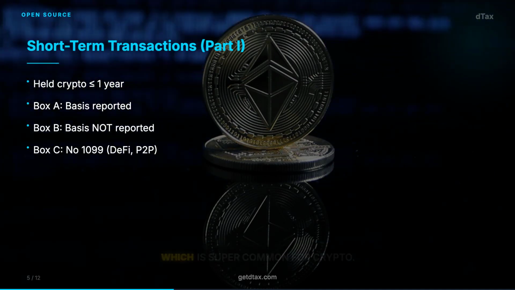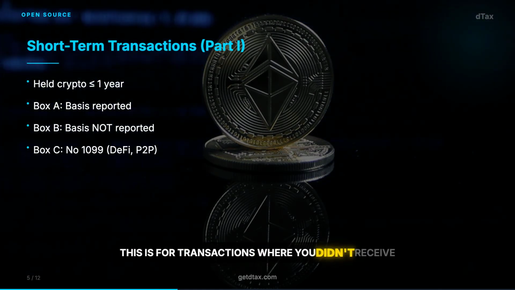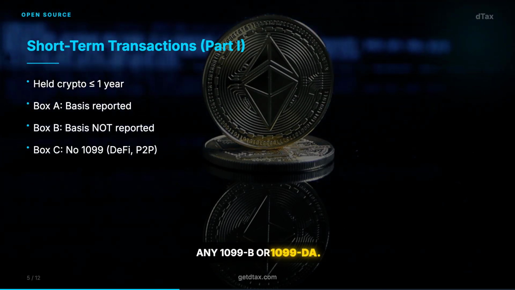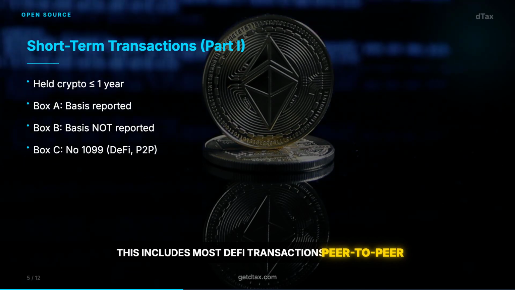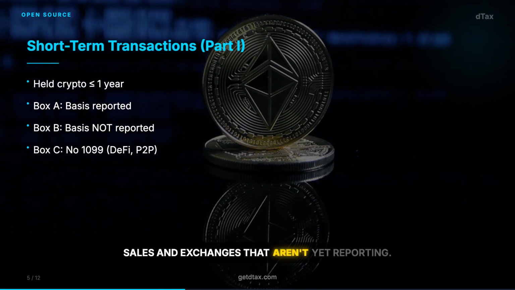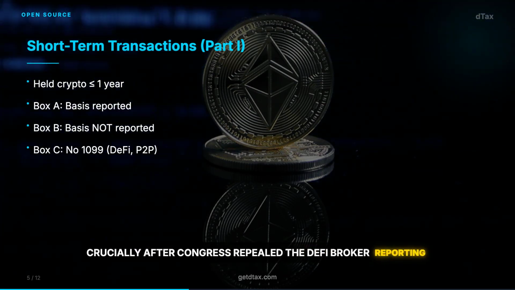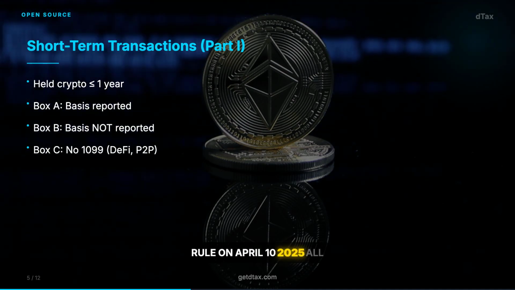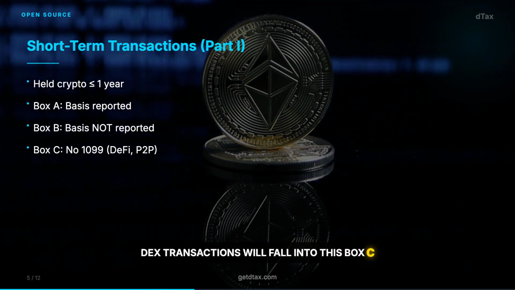Then there's Box C, which is super common for crypto. This is for transactions where you didn't receive any 1099-B or 1099-DA. This includes most DeFi transactions, peer-to-peer sales, and exchanges that aren't yet reporting. Crucially, after Congress repealed the DeFi broker reporting rule on April 10, 2025, all DEX transactions will fall into this Box C Category 3.